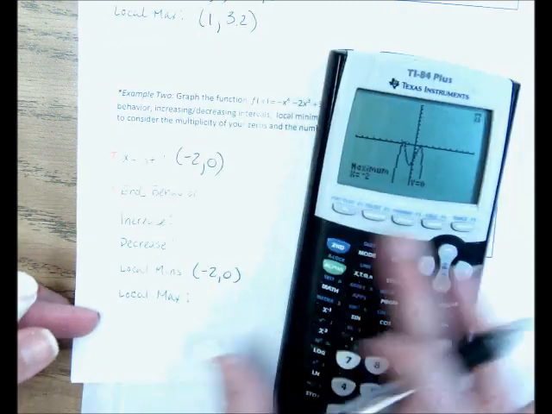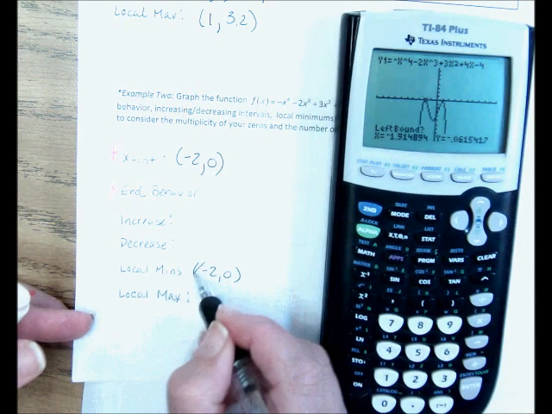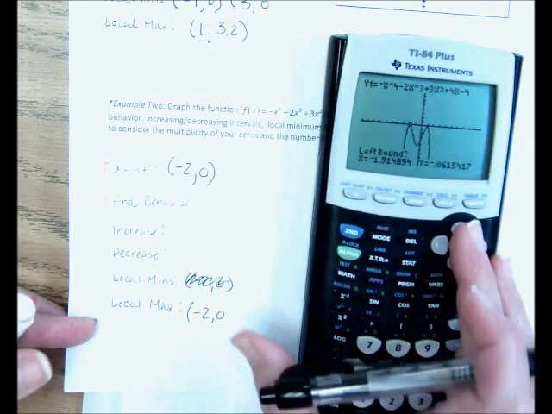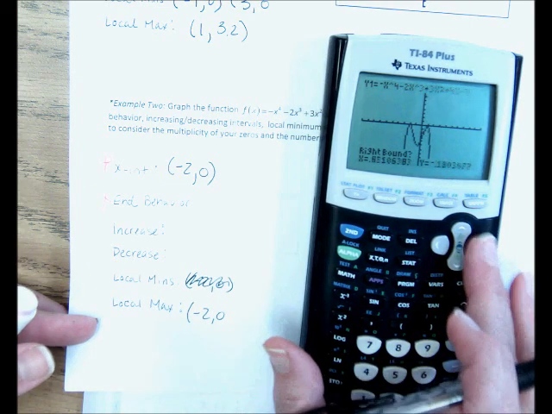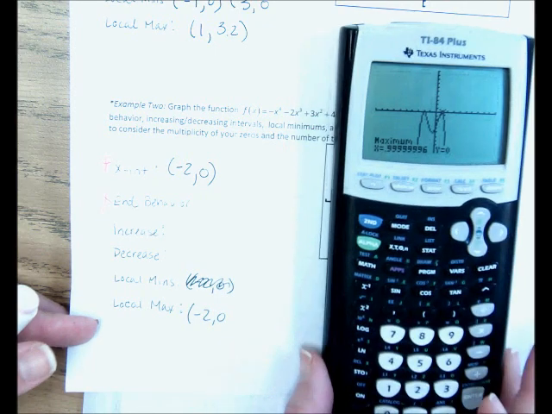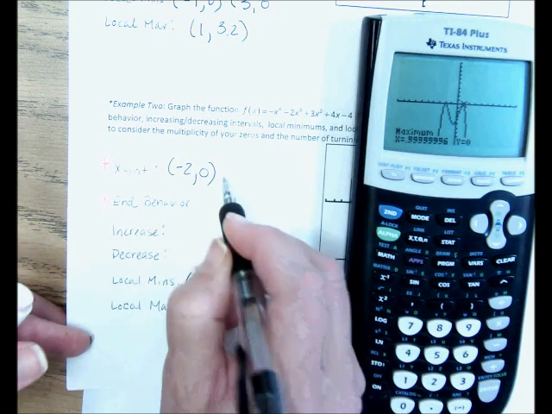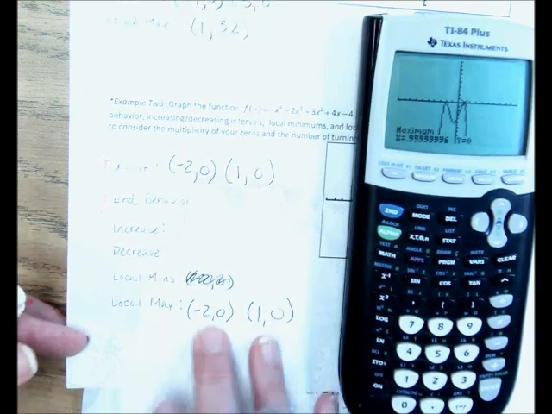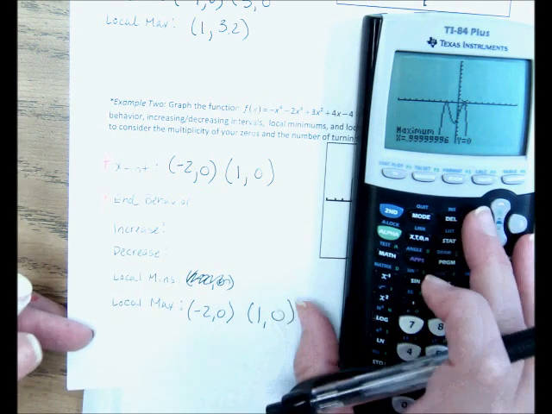And then I'm going to try to find my next one. I have a local max, oh, I wrote that in the wrong spot. It's a local maximum, so -2, 0. Then I'm going to cursor over and go to the left side of that maximum point, and then cursor over and go to the right side. And then it shows me that I have another value at 1, 0, which is also an x-intercept. So I found my two x-intercepts and my two local maximums at the same time, which works out really well for me. It won't always work like that, but it has this time.